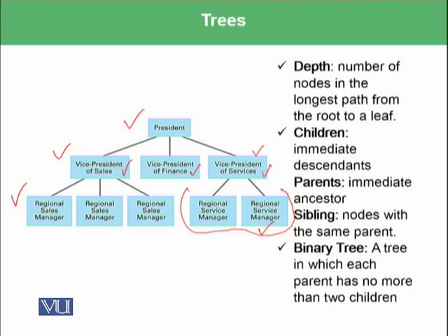These two are siblings because they share the same parent, and these three are siblings because they share the same parent, and all of these are also siblings because they share the same parent. And then there is another concept of a binary tree, a tree in which each parent has no more than 2 children.